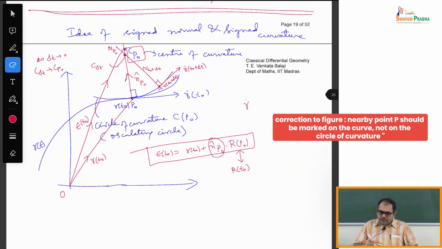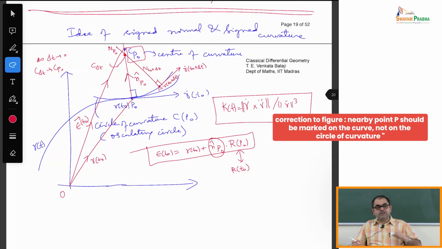For example, this is the way we got the formula for the curvature. What is the geometric formula for the curvature? We got this formula, curvature at t is the norm of gamma dot cross gamma double dot by norm gamma dot cubed. We got this formula geometrically, but at that point of time, everything was geometrically defined. The center of curvature was defined as the center of the circle of curvature.